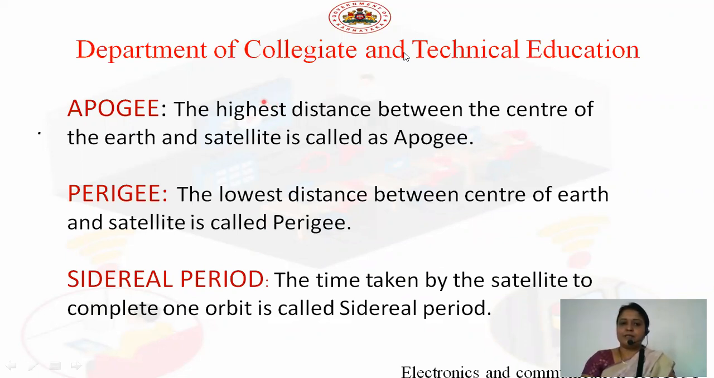If you consider here, this is the earth again. Suppose the satellite is here and it is rotating to complete one full circle. Again, it has to come to this point only. Then that is called the time taken by the satellite to complete one complete revolution. This is called the sidereal period here. That time period is called the sidereal period.